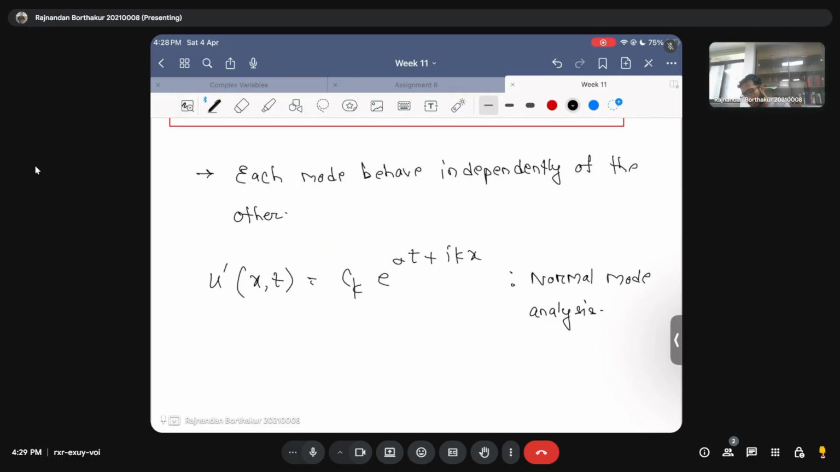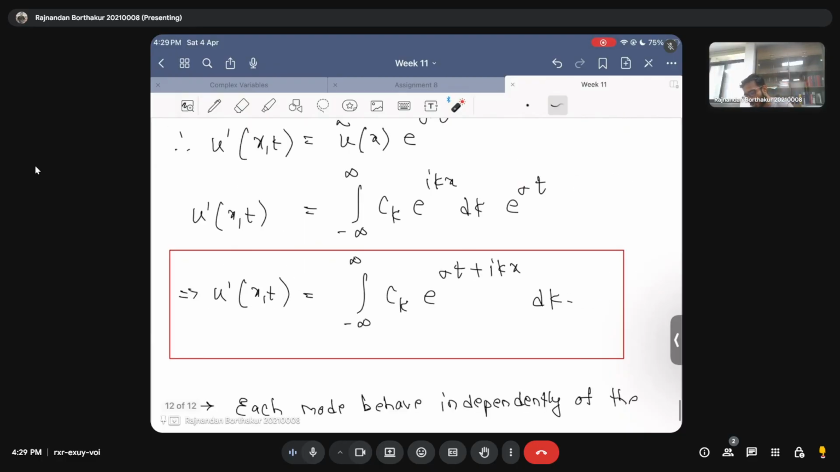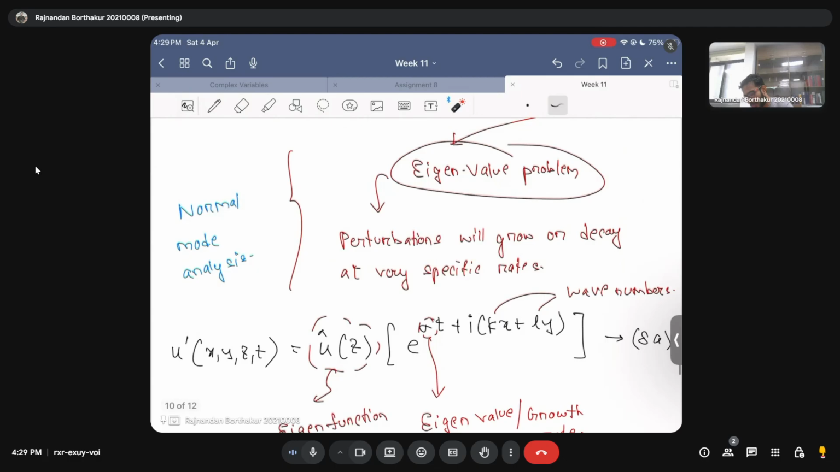The name normal also means orthogonal. So, from what we have learned in separation of variables, it suggests that every mode will do its own job, and that's why instead of writing the integral, we can write the expression for just one generic mode. And this is the basis on which we have written this expression for u prime.